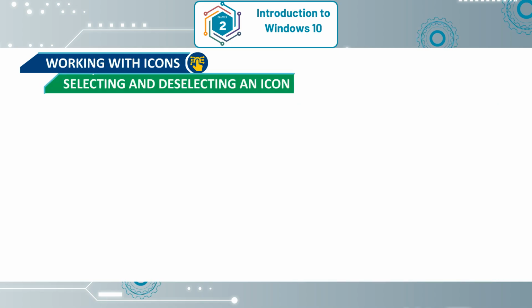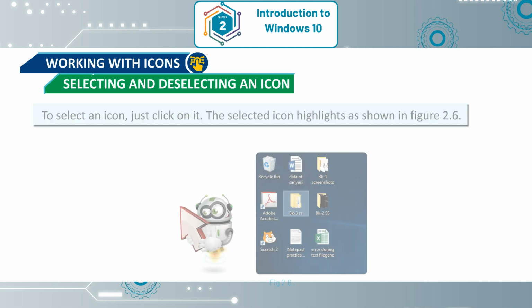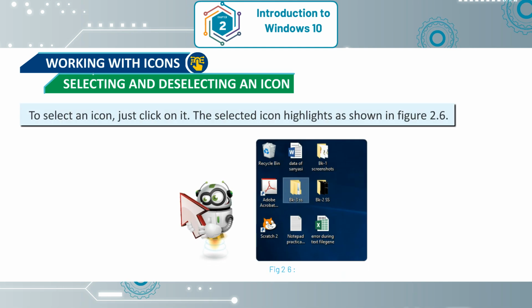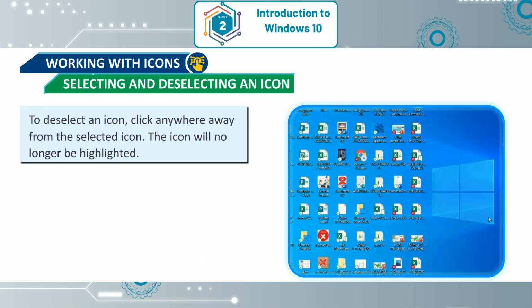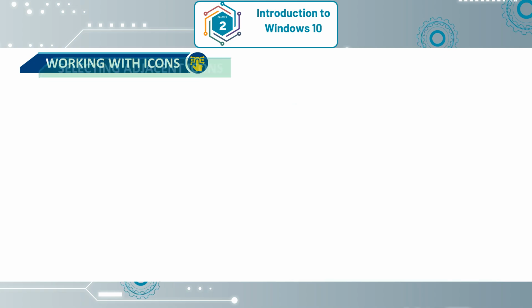Selecting and deselecting an icon. To select an icon, just click on it. The selected icon highlights as shown in the figure. To deselect an icon, click anywhere away from the selected icon. The icon will no longer be highlighted.